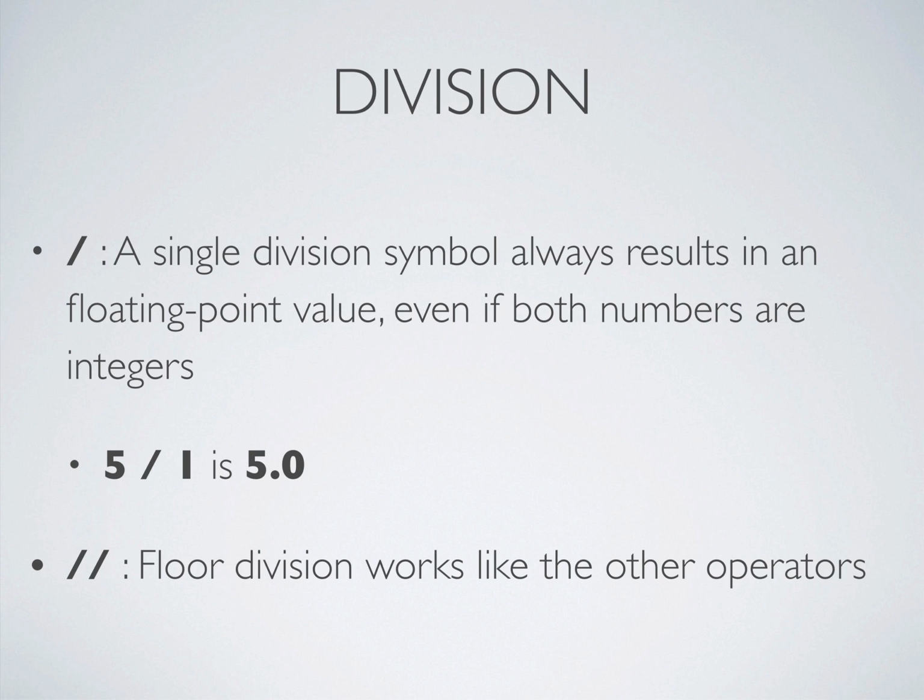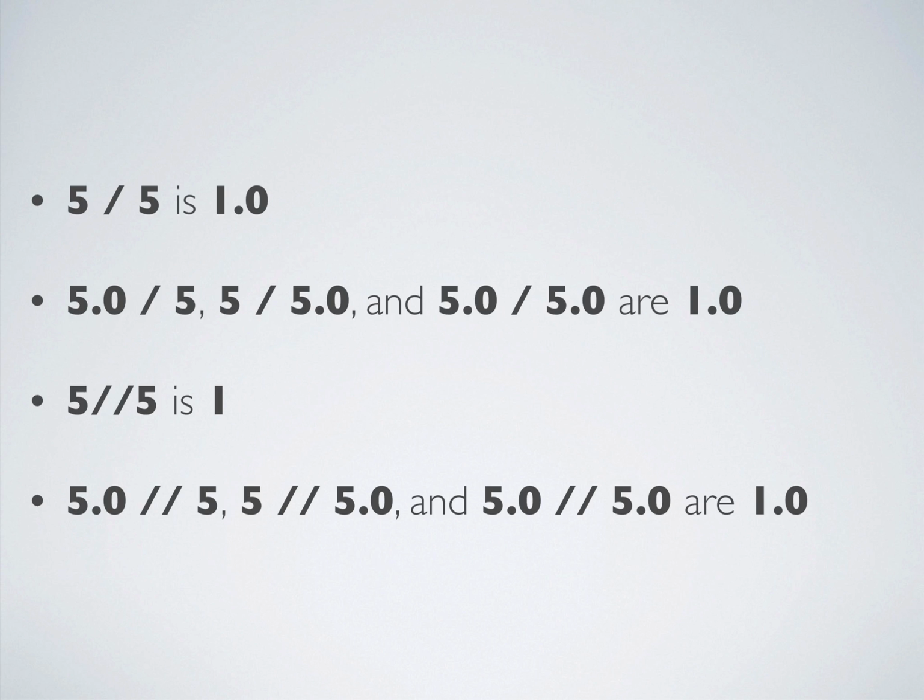Just to illustrate that a little bit further with a couple of examples. So again, with single division, this is just normal non-floor division. You always get a floating point value back. So 5 divided by 5, even though they're both integers, you get the floating point value 1.0 back. Any of these examples in the second line, since they're all just the standard single division, you're always going to get a floating point value back.